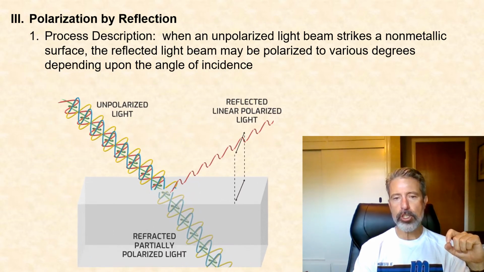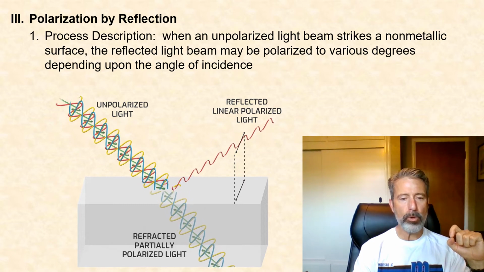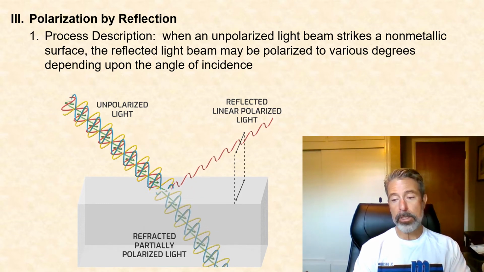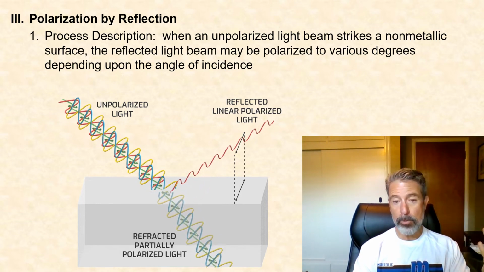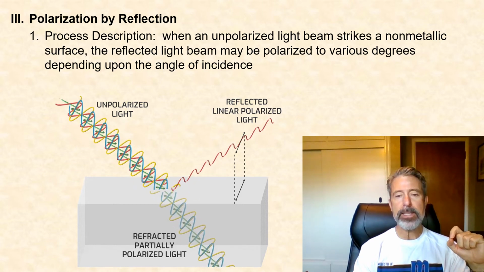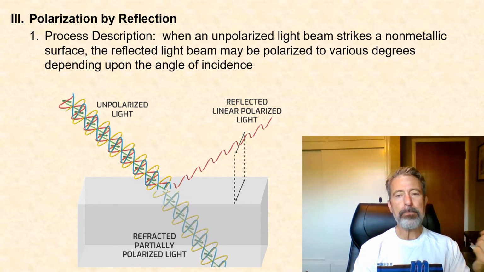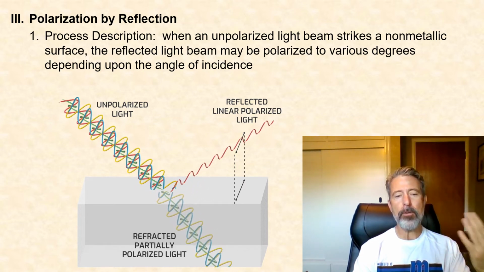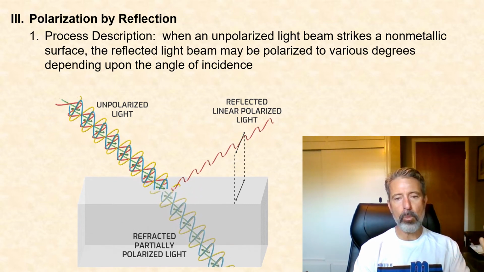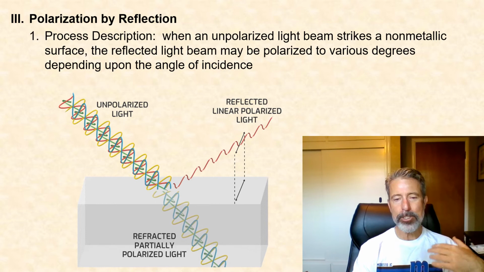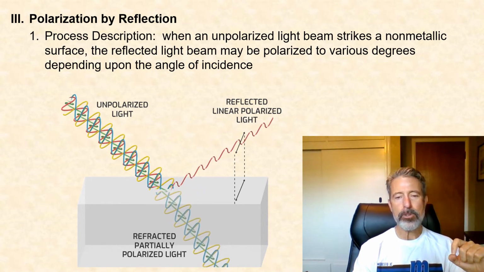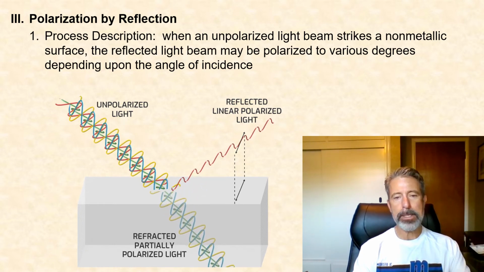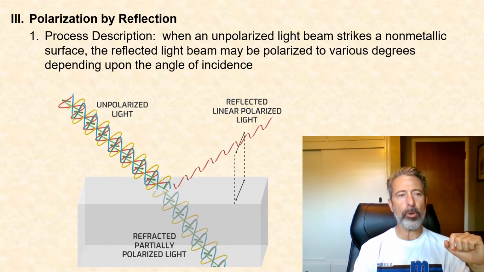So this simulation shows you nicely what is happening. If unpolarized light is striking a surface here, a non-metallic surface, as we know in the case of all waves, there's going to be a reflected beam and a transmitted beam. That reflected beam may be polarized to various degrees, depending upon the angle of incidence of that incident beam. And we'll talk about what is a condition that determines the degree of polarization. So we see here that the reflected beam and the transmitted beam become partially polarized.